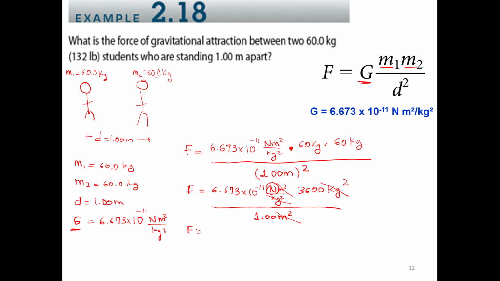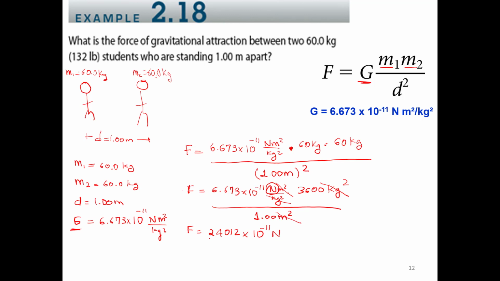And now let's multiply the numbers. You can solve this part in the way you want. You can write this one in scientific notation, or you can just multiply the numbers. If you multiply 6.673 times 3,600, you will get 24,012. If you solve in this way, don't forget to write the power of 10 newtons. If you want, you can just use your calculator and multiply.